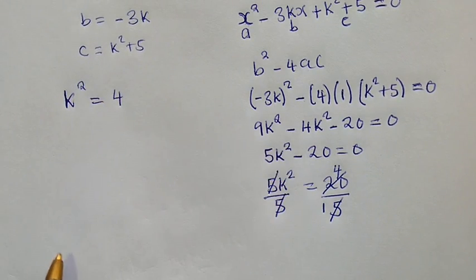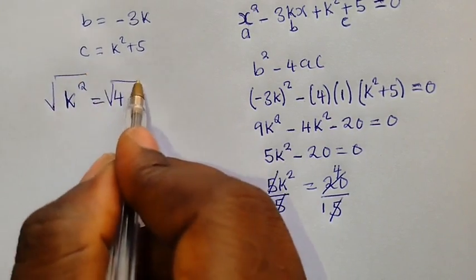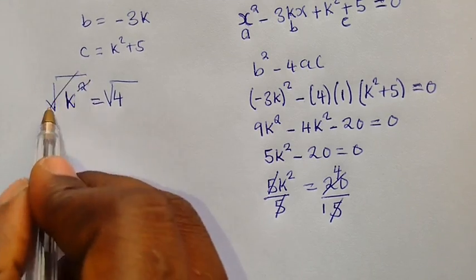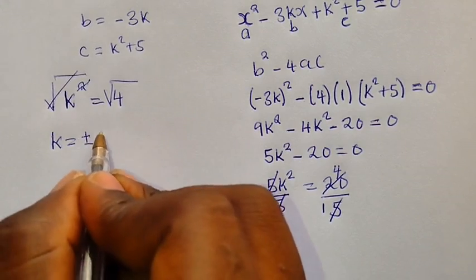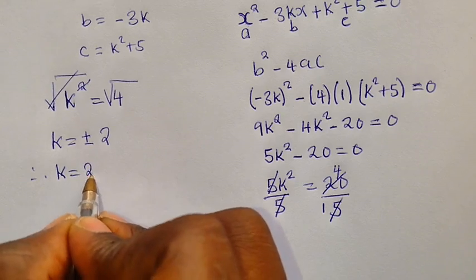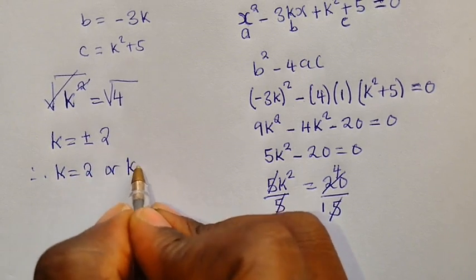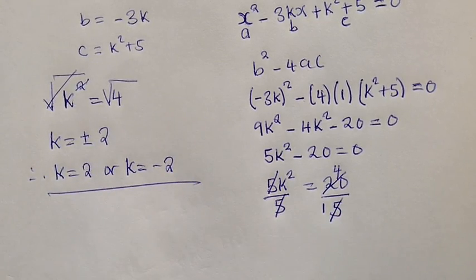So the question was find the values of k. We need to introduce a square root on both sides, so the 2 and the square root cancel. We remain with k is equal to plus or minus 2. So therefore k is equal to 2, or k is equal to negative 2. These were the values of k.